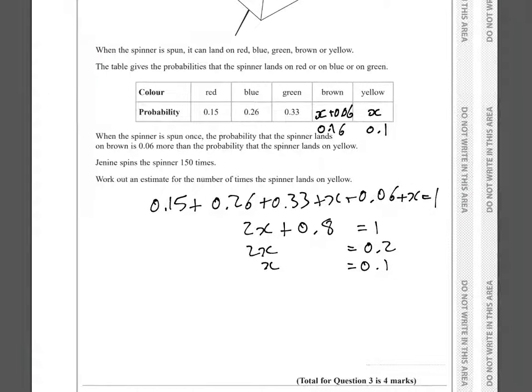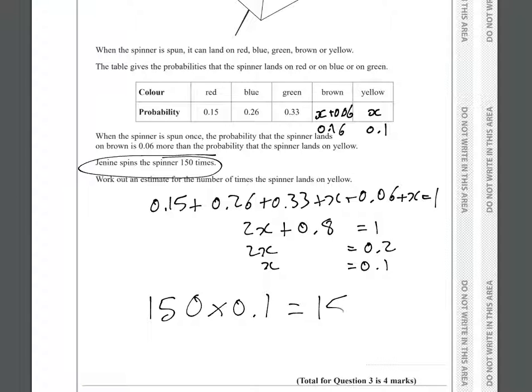Okay, and then it says Jenny spins the spinner 150 times. 0.1 times it'll be yellow, so 150 times 0.1 equals 15 is the number of times.